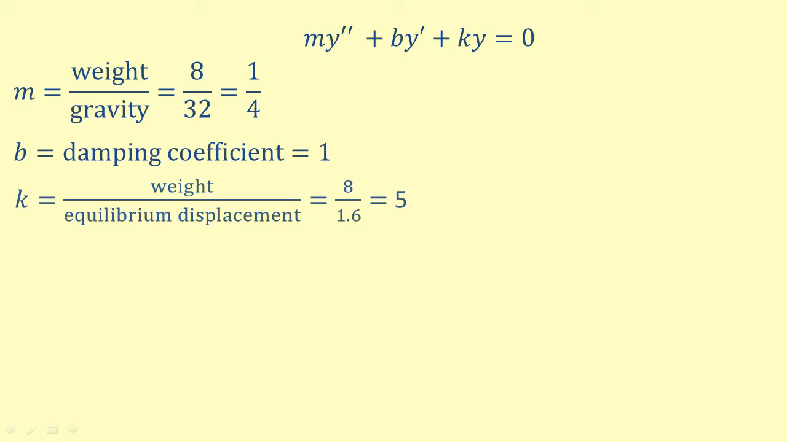Plugging these values into the characteristic equation, we get 1/4 lambda squared plus lambda plus 5 equals 0. This is equivalent to lambda squared plus 4 lambda plus 20 equals 0. This equation must be solved by the quadratic formula. Lambda equals -2 plus or minus 4i.